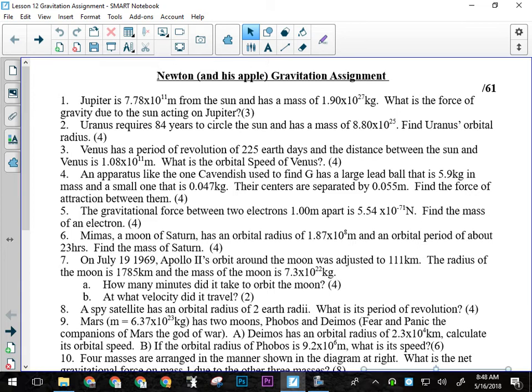Then they give us one here about Venus. Its orbital period is 225 Earth days. The distance between the Sun and Venus is given, in meters. And what's the orbital speed of Venus? Again, another question you could probably do two ways.